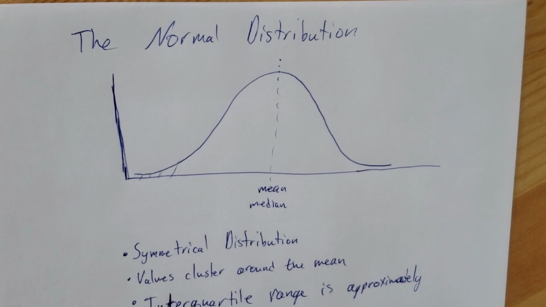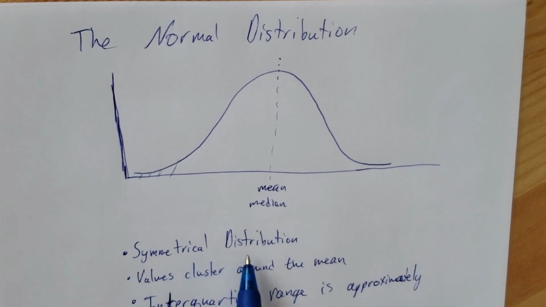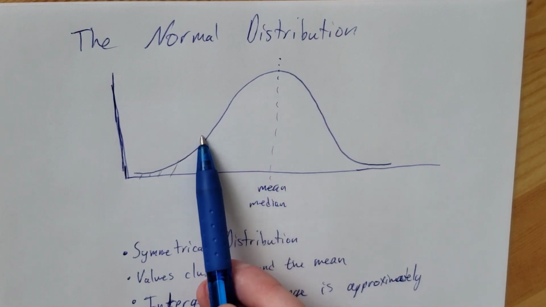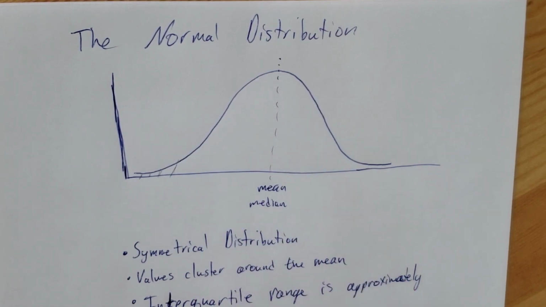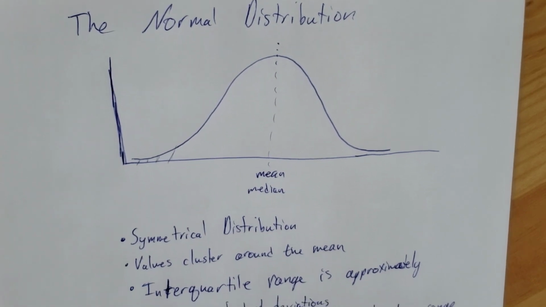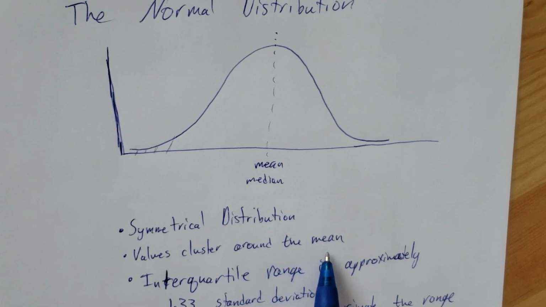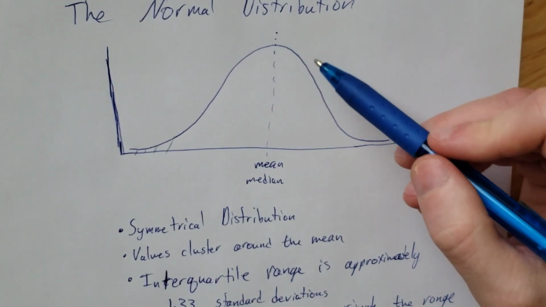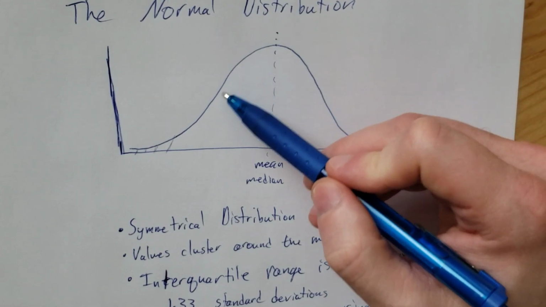The first one is that it is a symmetrical distribution. What does that mean? That means whatever is below the mean or median is the same as what is above the mean and median. The second property is that the values cluster around the mean. So we have more values around the mean, and as we get further away, it kind of spreads out.